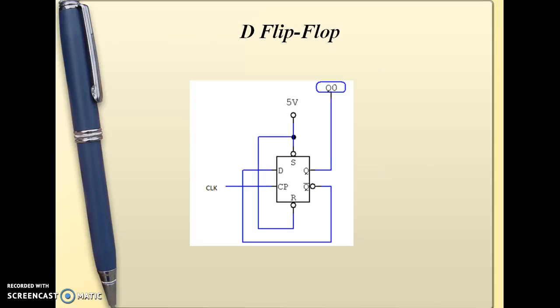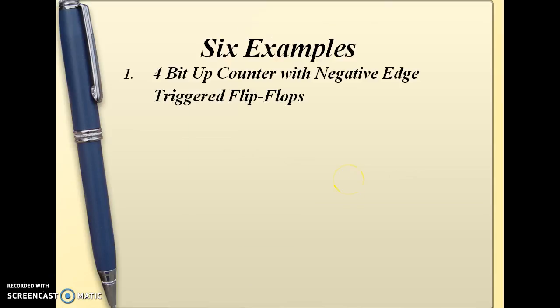Now we will see how we can configure a D flip-flop as a counter. To configure a D flip-flop as a counter, again it should be in toggle state. For that, we should connect the Q bar output of the D flip-flop to the D input of the D flip-flop, and everything else is the same. So we can increase the modulus by increasing the number of flip-flops. Now we will see various examples. First of all, we will see how we can configure a 4-bit up counter with negative edge triggered flip-flops.